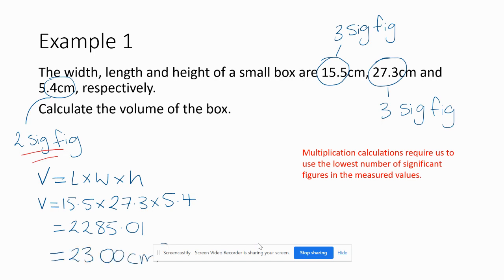So I'm going to round this so that our number has two significant figures, so we have 2,300 centimeters cubed, and we can rewrite this using scientific notation. So we have 2.3 times 10 to the power of 3 centimeters cubed.